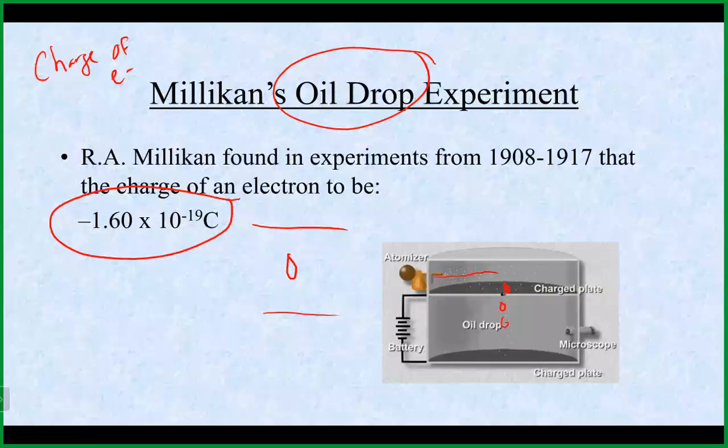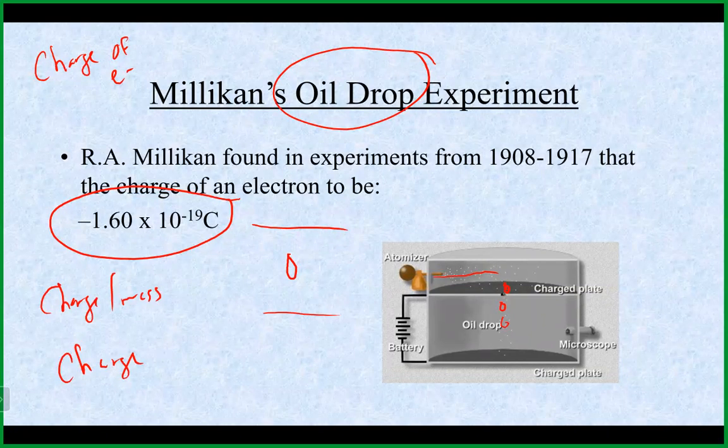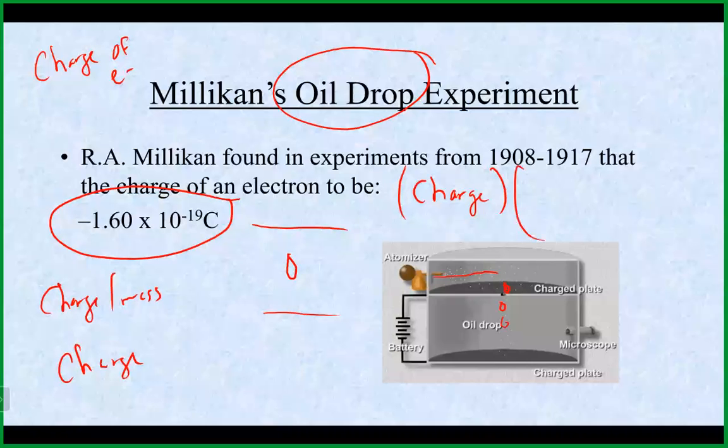So these two experiments are really important together. We have Thompson, who used the CRT tube to figure out the charge to mass of an electron. And we had Millikan, who was able to determine the charge on an electron. So if I know the charge to mass of an electron and I know the charge of an electron, we actually could use both of those values together and do a little math here.